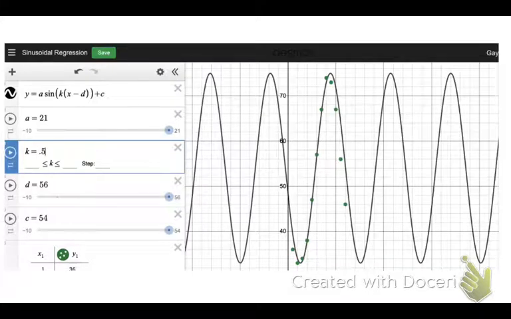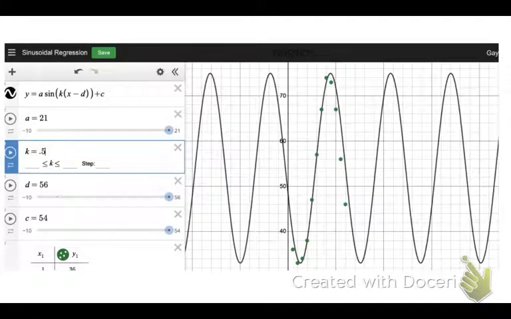So I just kind of played with this until I got a graph that looked close. I also did use the A, B, C, D values that I got when I used the other regression. So the equation for this would be 21 sine of 0.5 x minus 56, plus 54. And again, the idea of a regression is that it's an approximate or a close fit. I don't have to hit every single point, which you see happening on this graph.